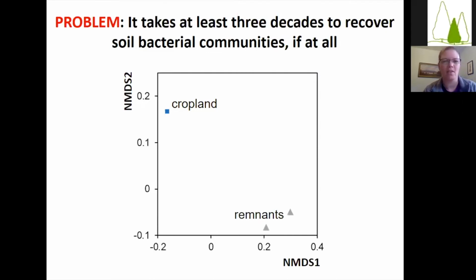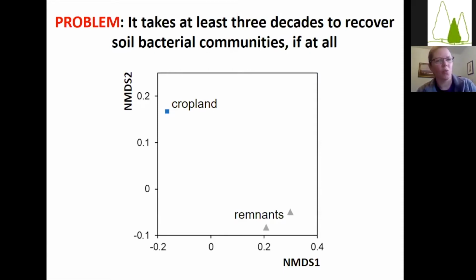So the basics of this ordination are that these two axes are separating out our communities based on what organisms are in them. And if you look at the two gray triangles, those are two different soil samples from two different remnant prairies, and they are fairly closely related to each other. So the 2 points are close to each other. That means those two bacterial communities are really pretty similar. Compare that to the blue square, which is active cropland. And that blue square is actually really far away from these gray triangles. So what that means is that the community represented by that blue square is not similar at all to the community represented by the gray triangles.